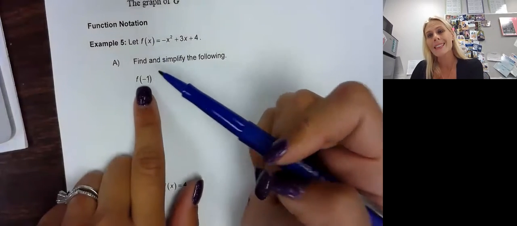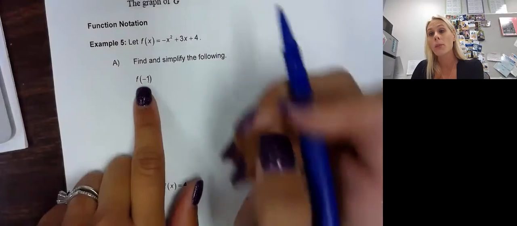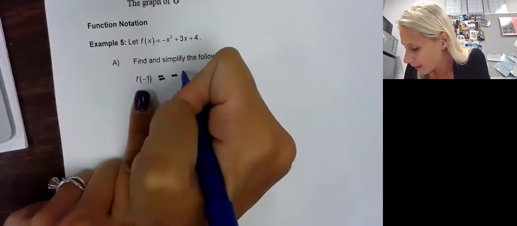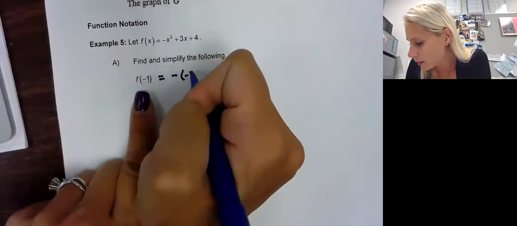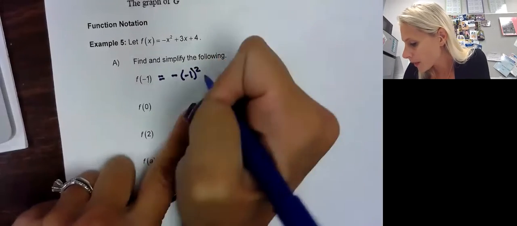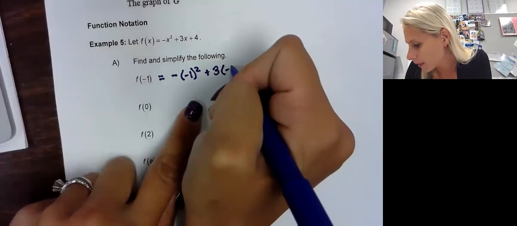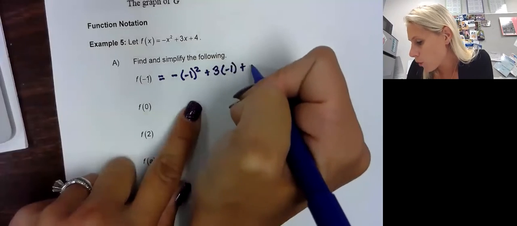So what that means is for every x, we're going to put in a negative 1. So I'm going to write it out. We have negative 1 squared plus 3 times negative 1 plus 4.